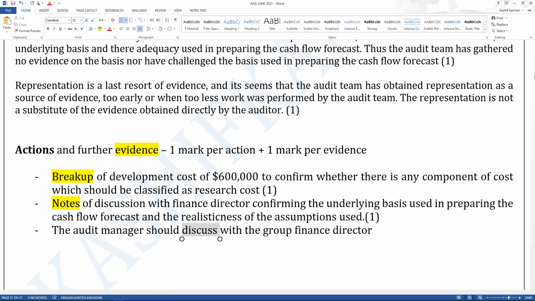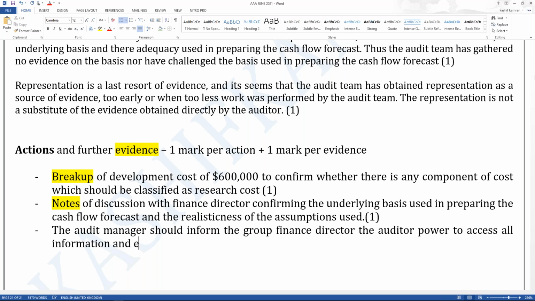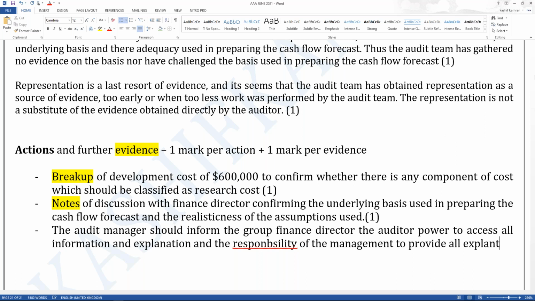or should inform the group finance director, the auditor's power to access all information and explanation, and the responsibility of the management to provide all explanations to the auditor.